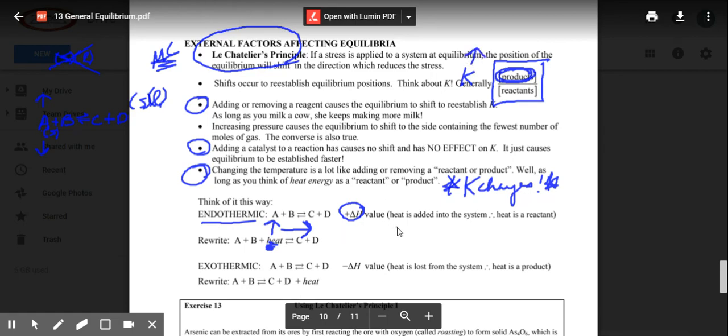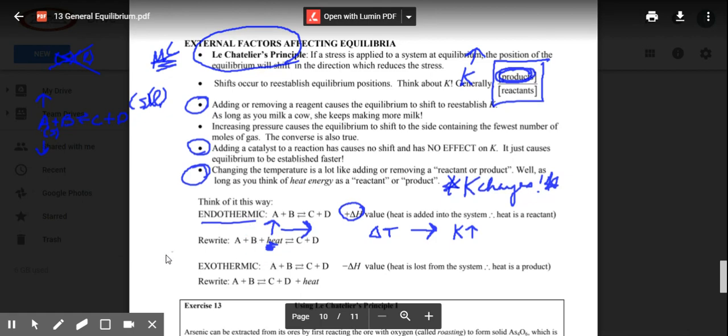So anytime a temperature change causes a shift to the product side, then my K value will increase because I'm making more products. Now again, only temperature can change K.